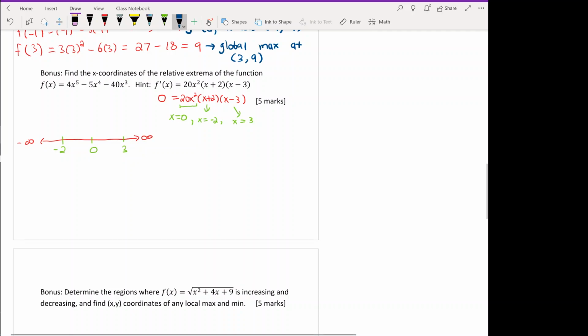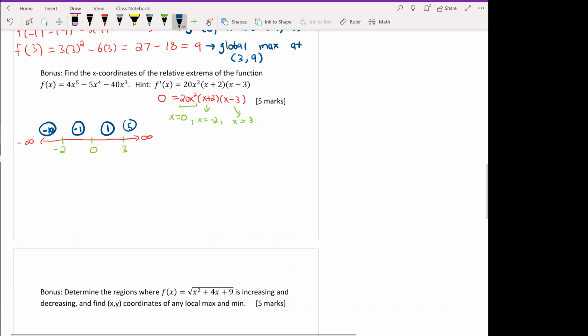We have 4 regions, so I'm going to pick a number in the first region from negative infinity to negative 2. I'm going to pick negative 10 because I feel like it. You can pick negative 3 if you want. From negative 2 to 0, I'm going to pick negative 1. From 0 to 3, I'm going to pick positive 1. And then from 3 to infinity, I'm going to pick 5.